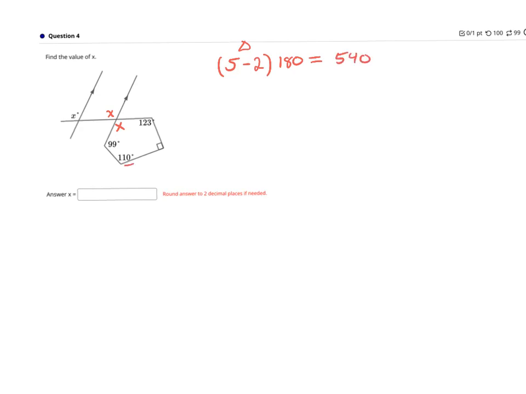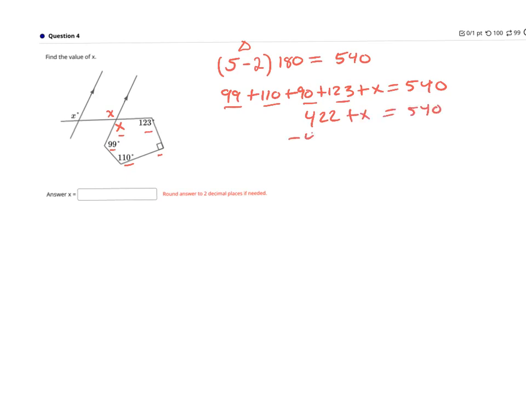Now I just need to add all of the angles together and set it equal to 540. So we have 99 plus 110 plus 90 plus 123 plus x is equal to 540. Now, when I combine my like terms and add all those together, I end up with 422. So I have 422 plus x is equal to 540. Now I subtract 422, subtract 422, and we end up with x is equal to 118.